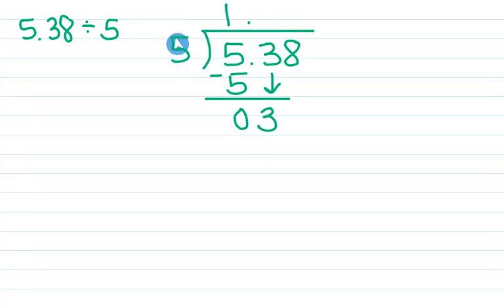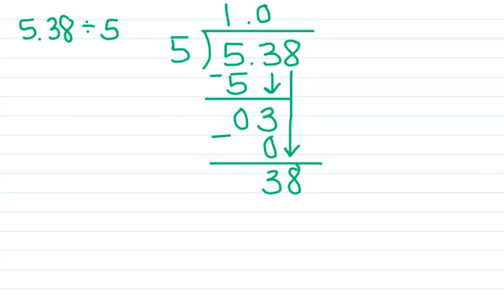I have to look now, how many times does 5 go into 3? And it doesn't go into 3 at all. So I have to put a 0 up here. It's not a very good 0, sorry. So it goes in 0 times. So I'm still doing the same thing. It goes in 0 times, and now 5 times 0 is 0. And I subtract 3 minus 0 is 3. I bring down the 8.